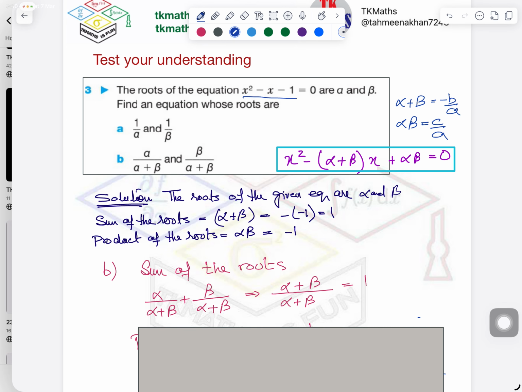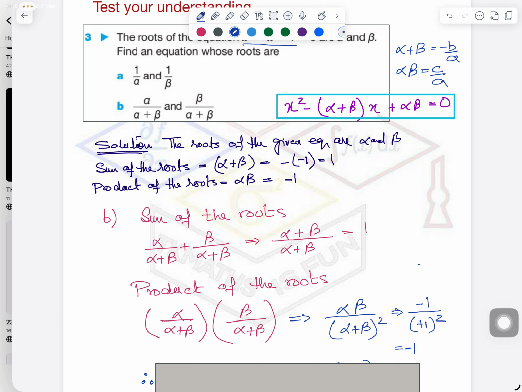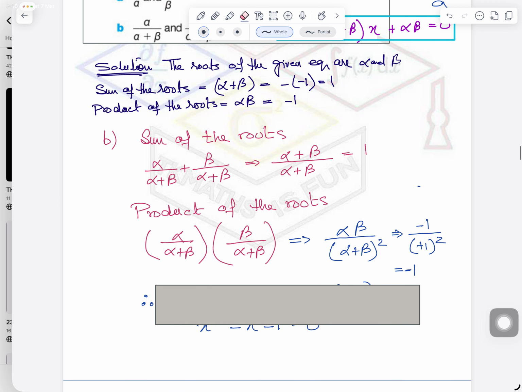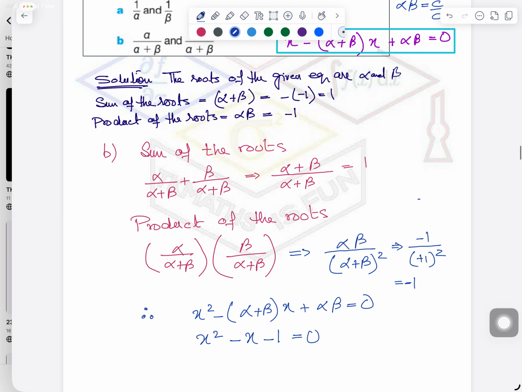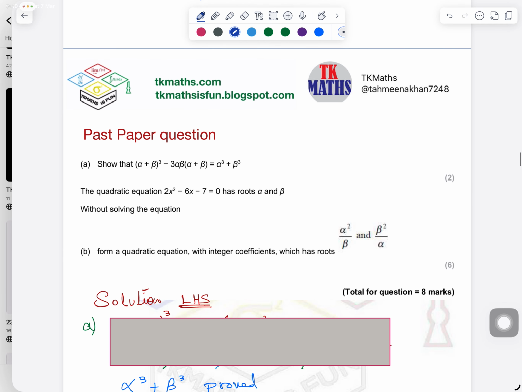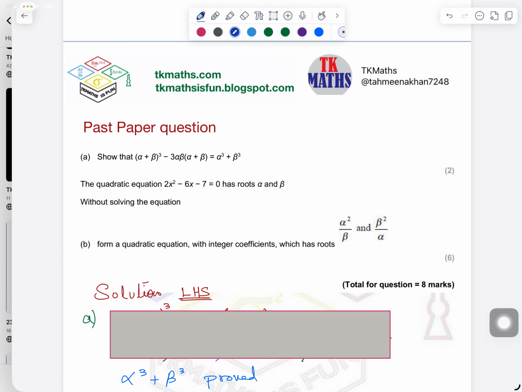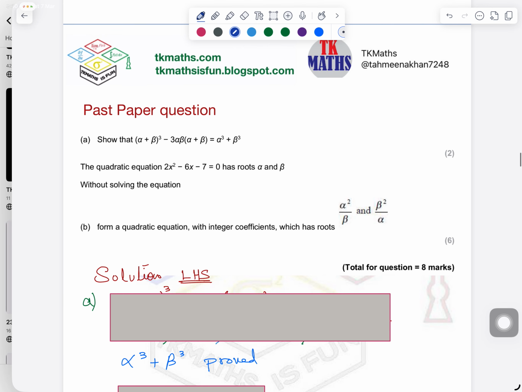I hope you have gotten the same answer because you must have understood. This is my belief in my teaching and your understanding. So you can match your answer. Okay, and one past paper question. You can take time to read it, and then put the video on pause and try it. So I'm showing you the solution here.